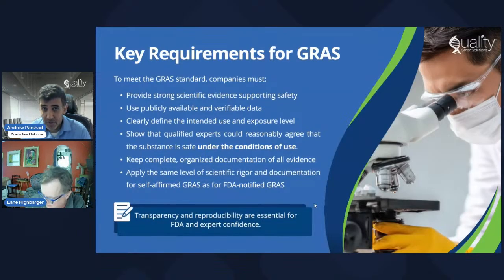So some of the key requirements for GRAS: very strong scientific evidence. Okay. Yeah. Sorry, Andrew. Go ahead. Alexander just allowed me to jump back into this.